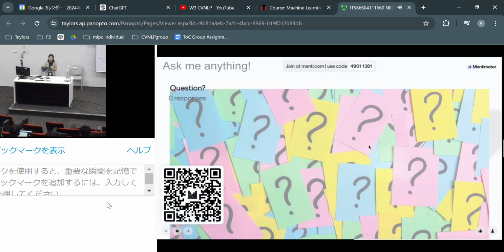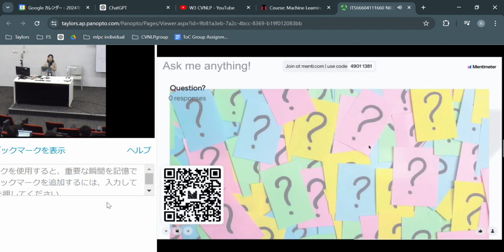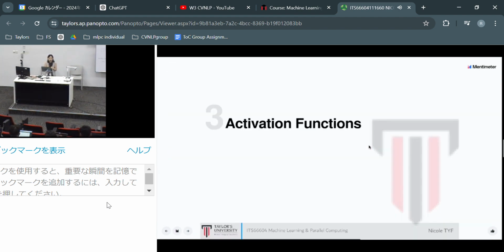Okay, if there is no question, then let's proceed to another concept that we need to learn for this artificial neural network, that is activation functions. So what is this activation function again? This activation function is something that allows this neural network to be able to learn complex non-linear patterns from our data set.